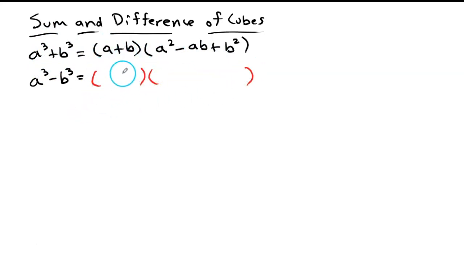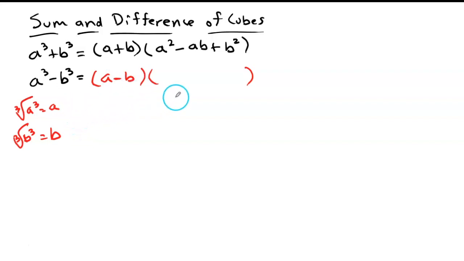The idea is to get the first parenthesis. I went from a cubed plus b cubed to a plus b. What I did was, I took the cube root of that. Cube root of a cubed is a. Same as the difference of squares. Cube root of b cubed is b. So, my first parenthesis is the cube root of this and the cube root of that, with the same sign.